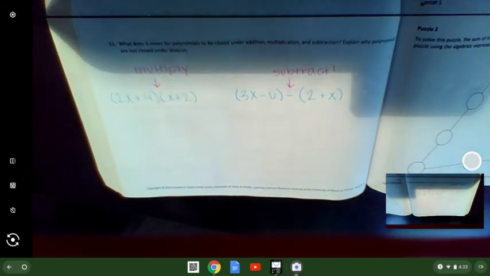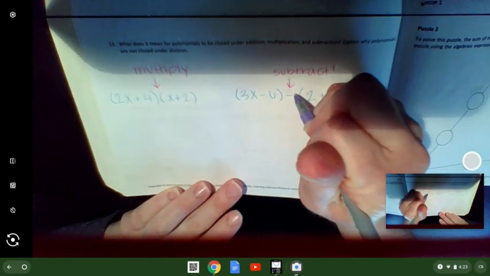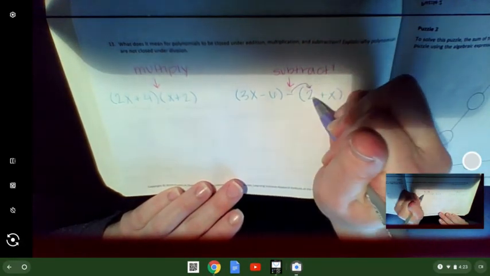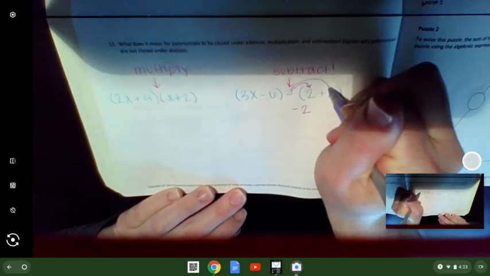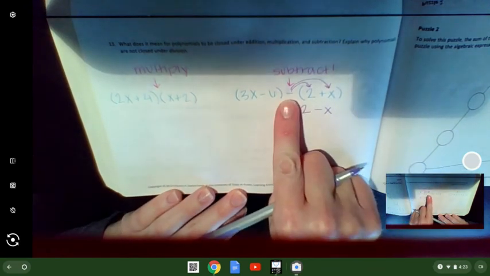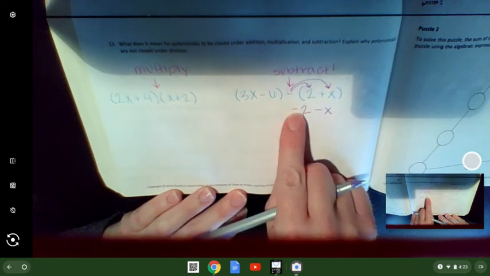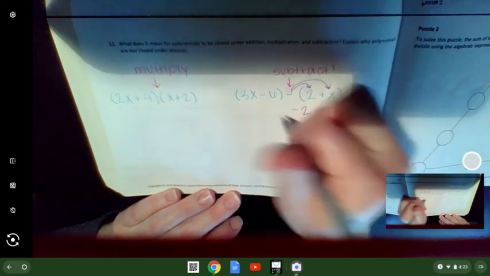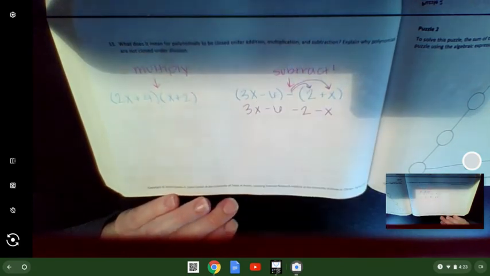Subtraction, we know that means I need to do the opposite of everything that follows. So I need to do the opposite of having a positive 2, which is a negative 2. I need to do the opposite of adding x, which is subtracting x. Now that I've dealt with the operation, I did the opposite, I can really lose the parentheses and bring down everything else that follows.